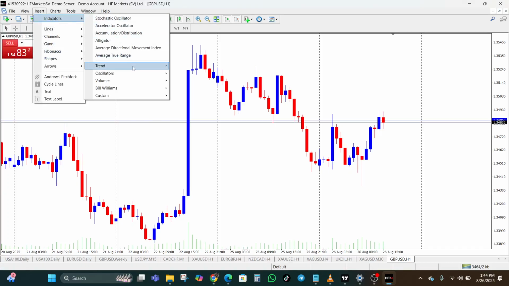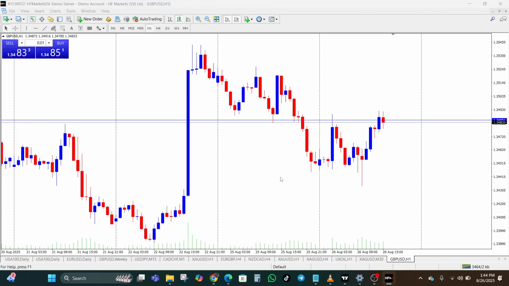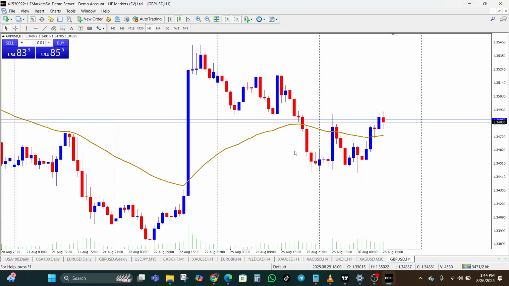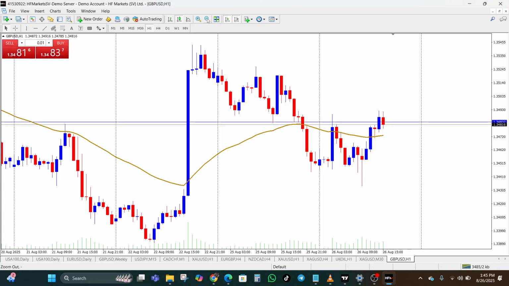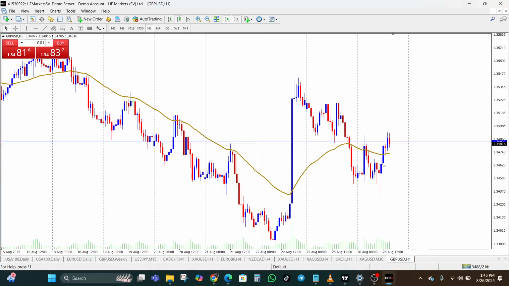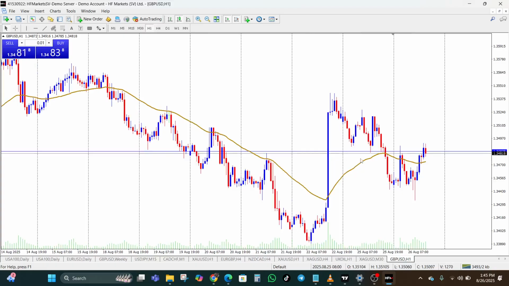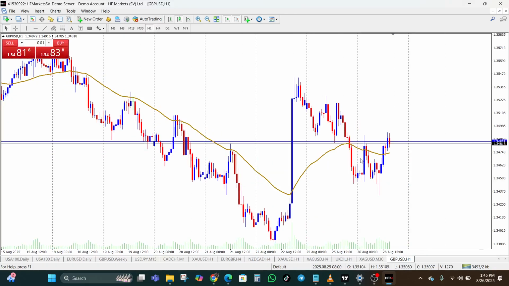So a moving average, I'm just going to be adding it to the chart right now as I explain. It's a technical indicator that smooths out price data to show the overall direction of the market. So instead of looking at every single price change, a moving average gives you a cleaner view of whether the market is trending up, trending down, or moving sideways.